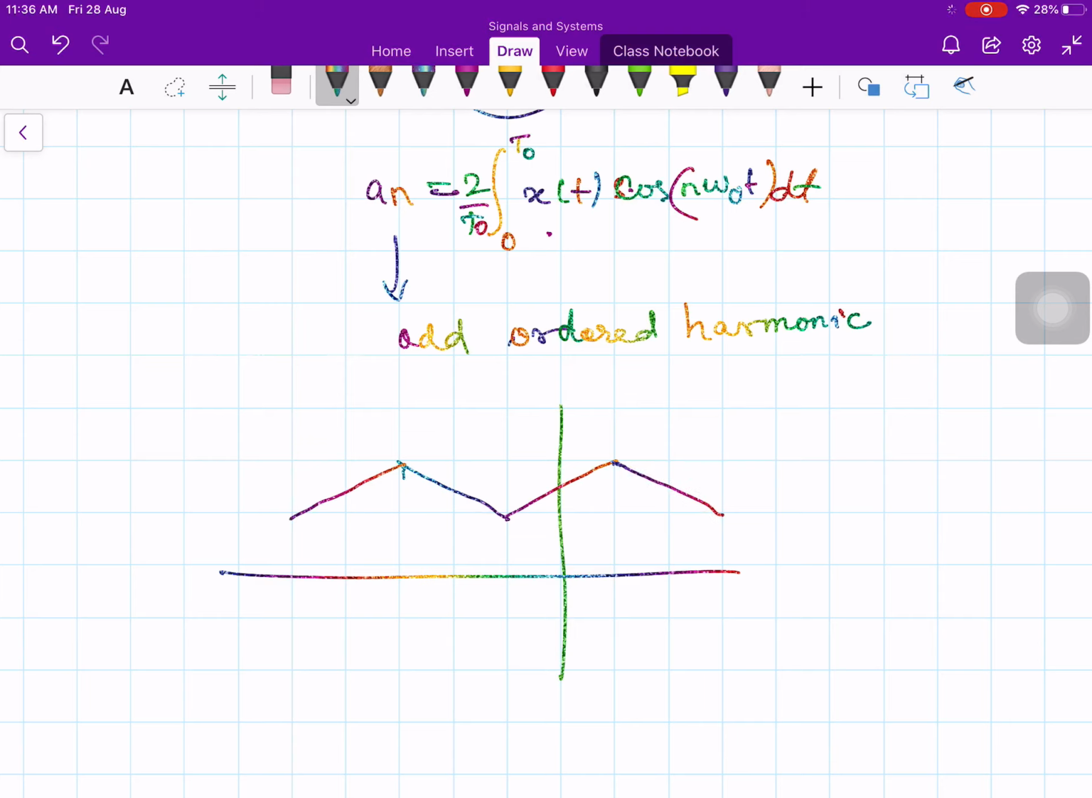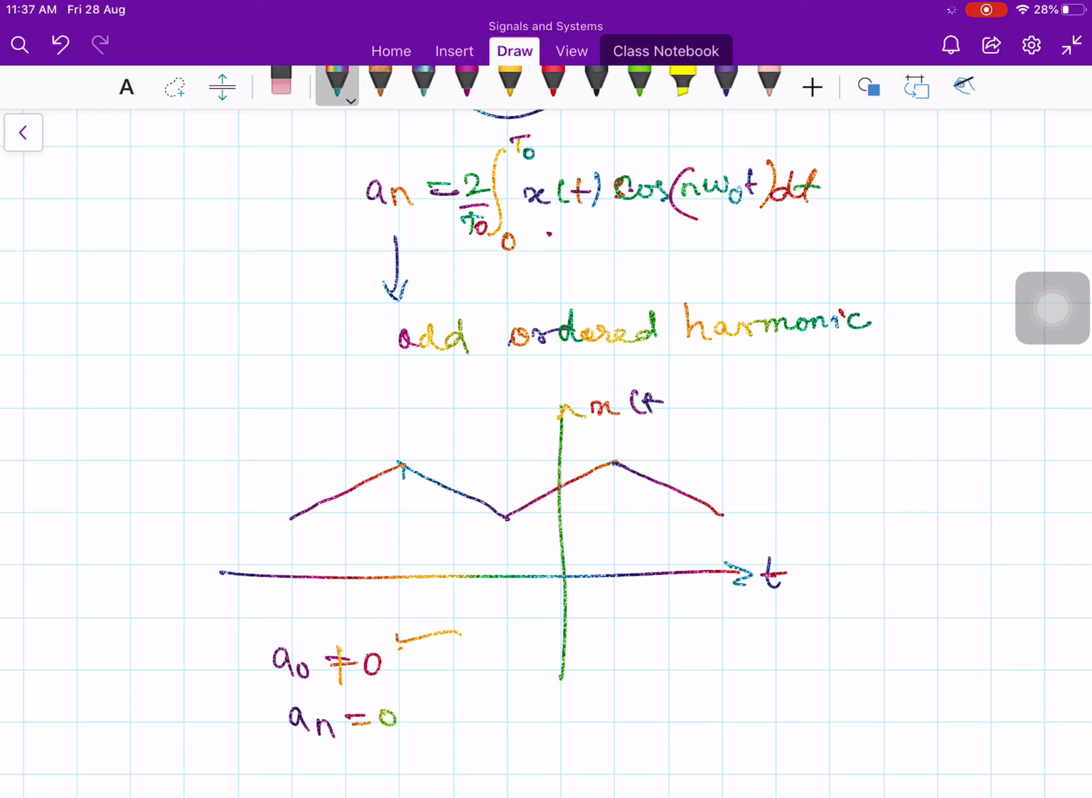So this also has a DC term plus odd order terms. That means it has A naught not equal to 0 and A n equal to 0. That's a beauty here. So that is a very special case. You can work on it. A naught is not equal to 0.